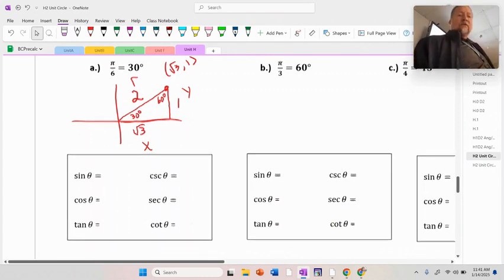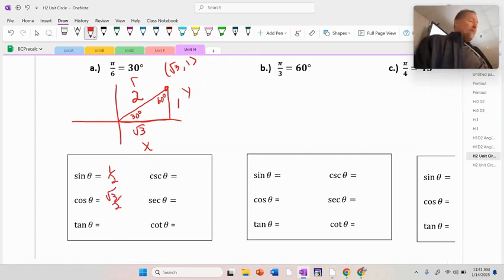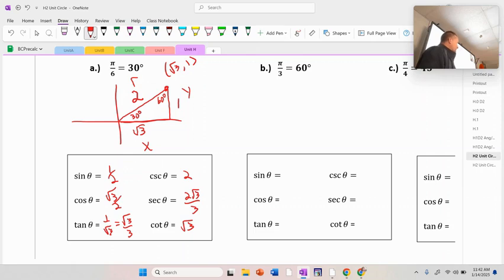So sine of a 30 is a half. Cosine is root 3 over 2. Remember this? And then tan of a 30 is 1 over root 3, which is root 3 over 3. And then flip that. That's 2. Flip that. That's 2 root 3 over 3. And then flip 1 over root 3. That's root 3 over 1. Remember these ratios? Aren't they fun?